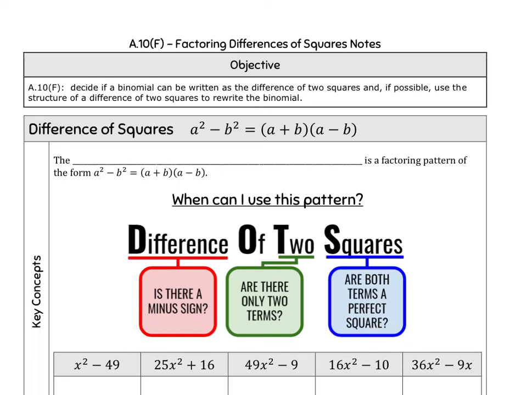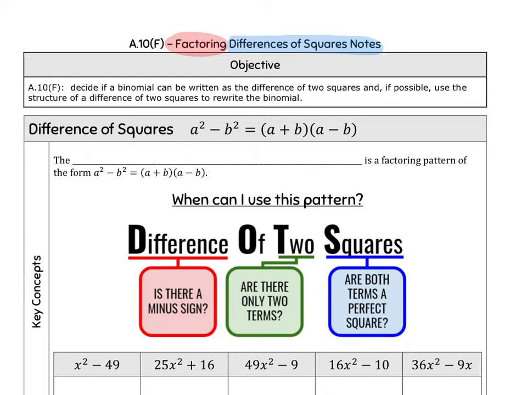The last thing we need to learn about in the polynomial arithmetic unit is to still work on factoring, but there's actually a very specific type of factoring that makes some problems super duper easy. It's called the difference of two squares or difference of squares formula. So we're going to be using this formula.